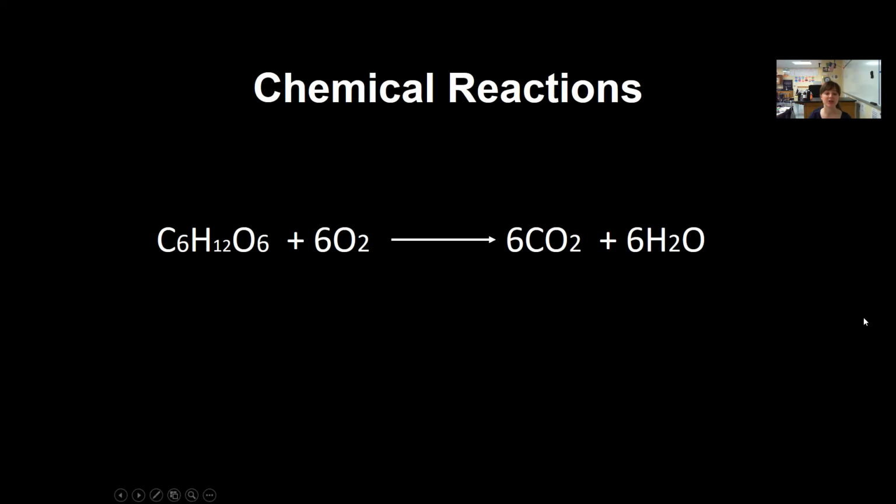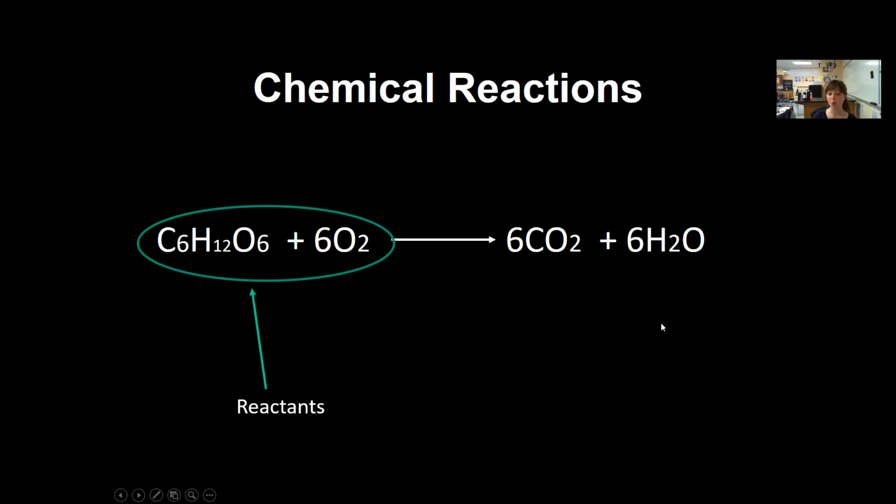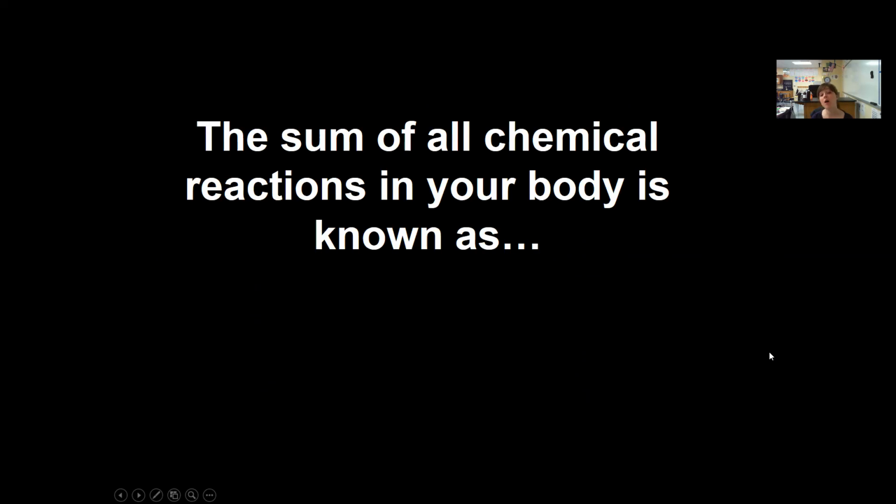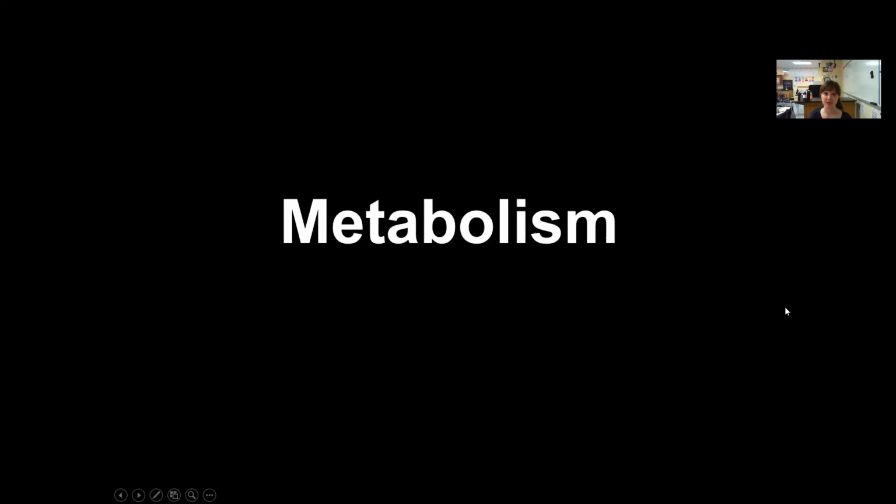So in a chemical reaction, we have two parts. What goes into the equation is called the reactants. What comes out of the equation is called the products. And the sum of all the chemical reactions in your body is called metabolism.